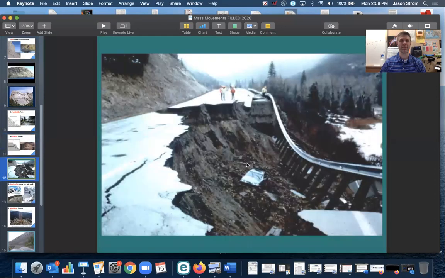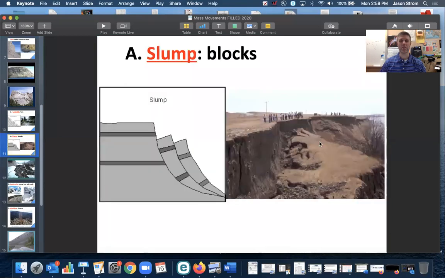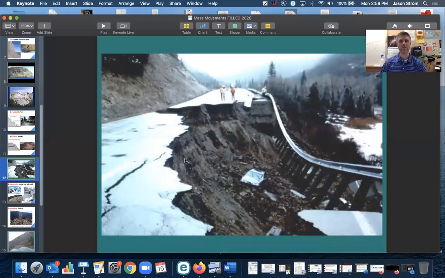So this one, you can see, this pretty much stayed together, and you can also see that it's curved. This one didn't stay together as well, but there is still that curve there, that everything just slid down.